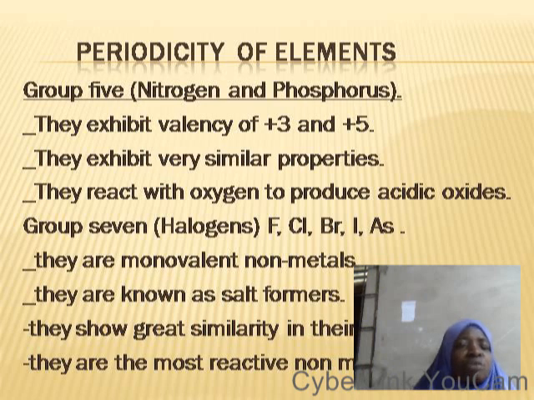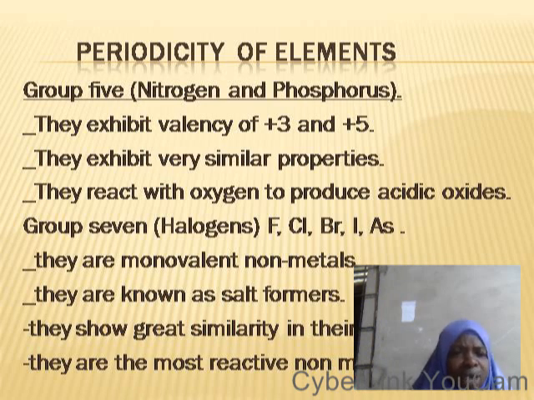The next group we are going to be looking at is the group 5 elements, which comprise nitrogen, phosphorus, and so on like that. They exhibit the valency of +3 and +5. You all know what valency is. They exhibit very similar properties, and they react with oxygen to produce acidic oxide, because what? They are non-metals, and non-metals do react with oxygen to produce acidic oxide. This acidic oxide, when it reacts with water, produces an acidic solution.